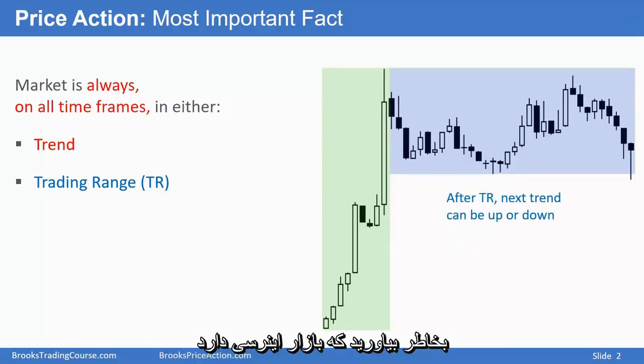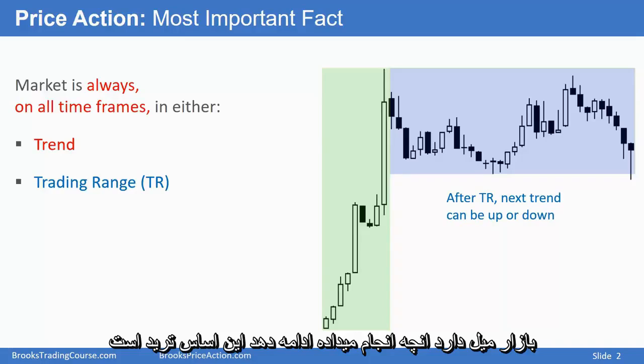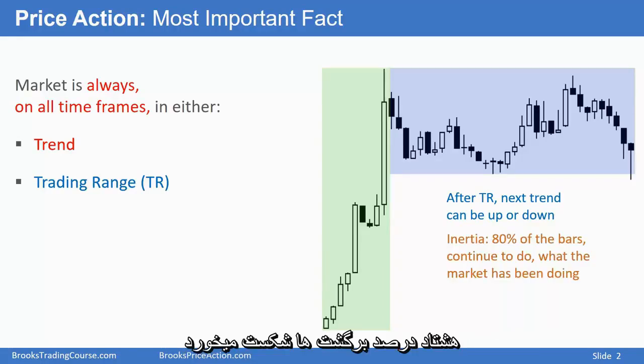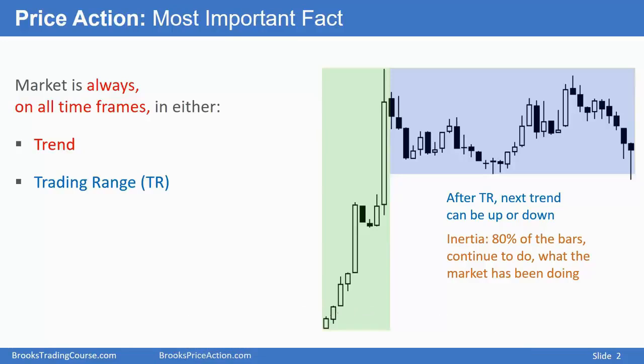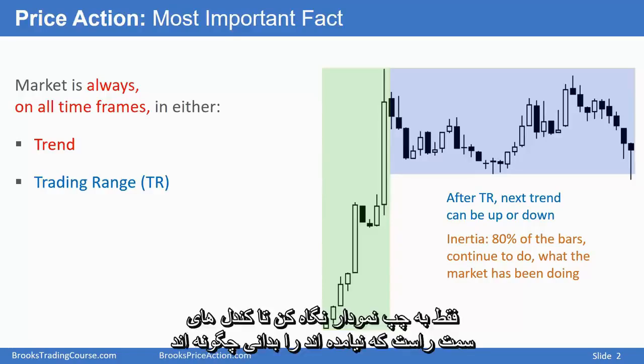Remember, markets have inertia, and they tend to continue what they've been doing, and that's the basis of trading. 80% of reversals fail, for example, here, and 80% of breakout attempts in trading ranges fail. So, therefore, 80% of the bars on the chart continue to do what the market has been doing. Just look to the left to get an idea of what the bars off the screen on the right will look like.